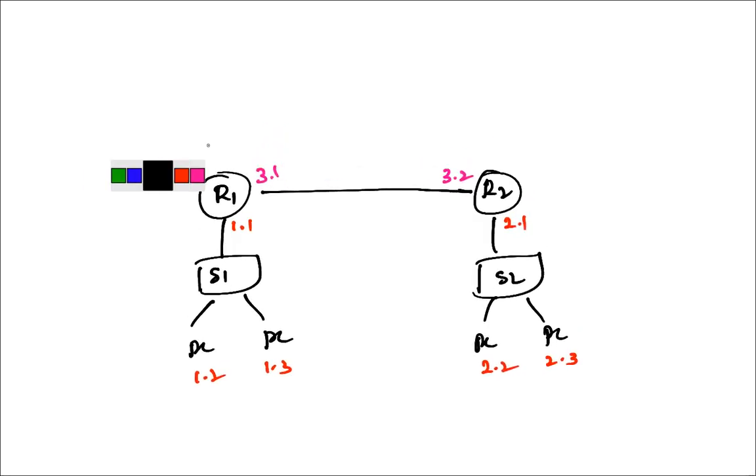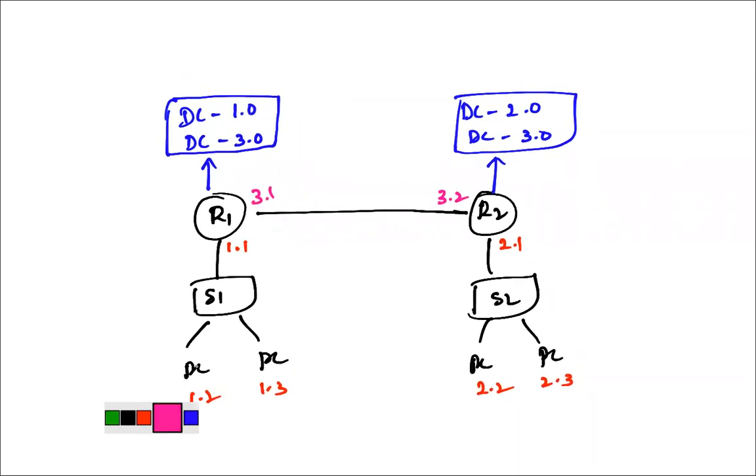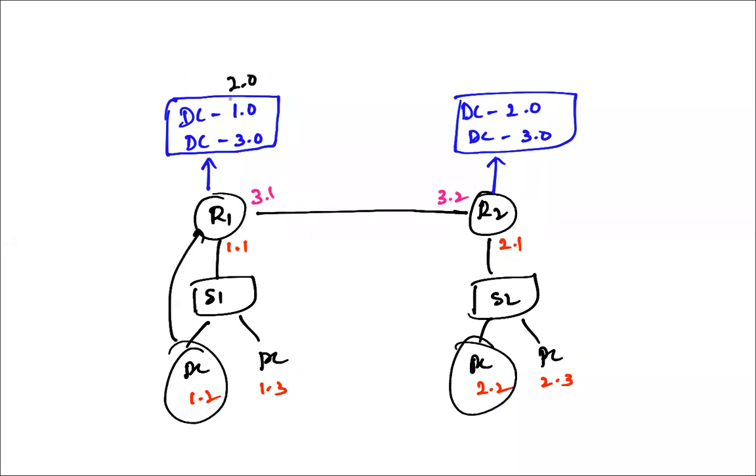Now, what networks does router 1 already know? When you look at the directly connected networks, router 1 knows 1.0 and 3.0. These two networks are directly connected, so they are already there with the router. When you take router 2, it has directly connected 2.0 and 3.0. What they don't know is what is important. If I ping from here to here, it's not going to work, because when I send the packet, the router doesn't know where 2.0 is. So it's going to fail.